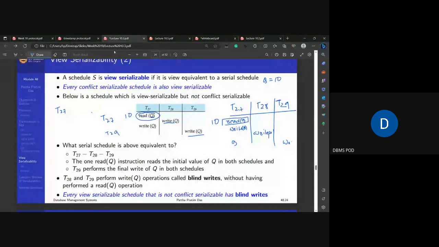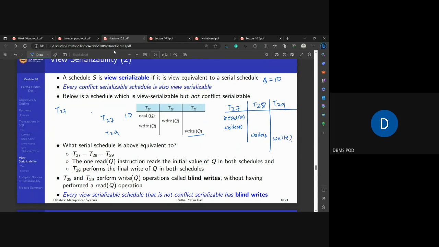Okay, let me. There is also a practice assignment, I think 4 or 5, so you can also try that. We will solve that assignment after this. Suppose there is T27, then T28, then T29. You can see that if you interchange the two, like the read of Q and the write of Q, suppose the write of Q and the write of Q.